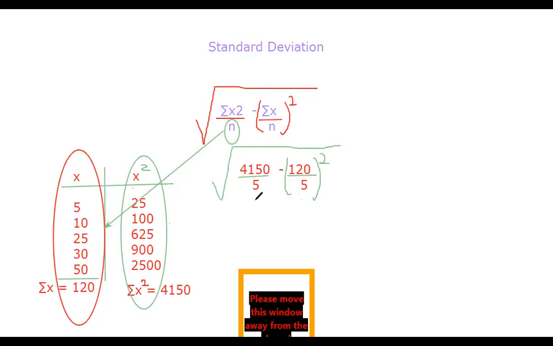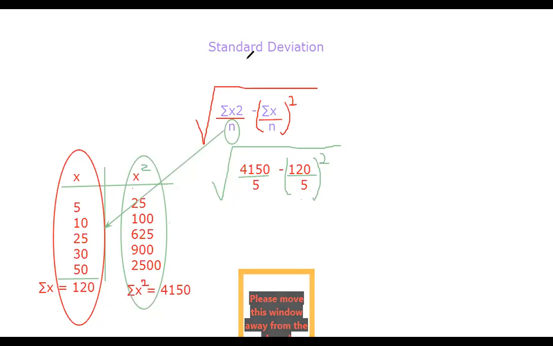So this is our standard deviation: the square root of sigma x square, the sum of x square value 4150, divided by small n, 5, minus sigma x value 120 divided by number of items 5, to the whole square. First we need to complete the bracket part, and finally we can remove the square root.